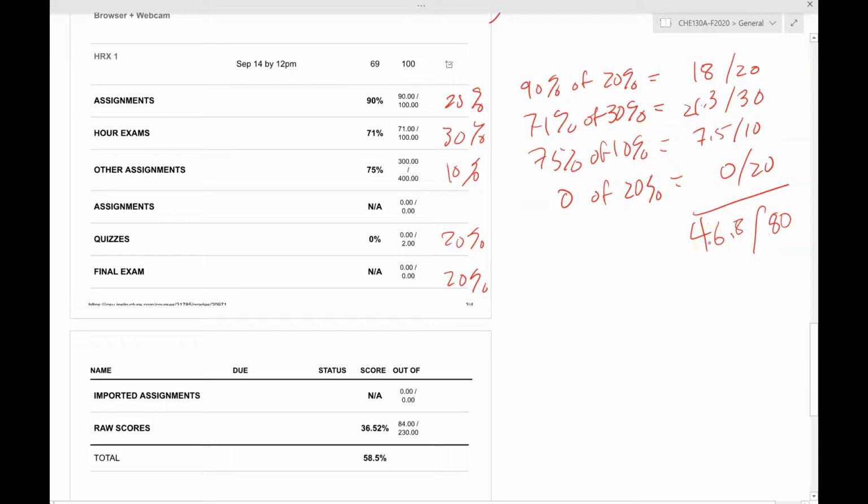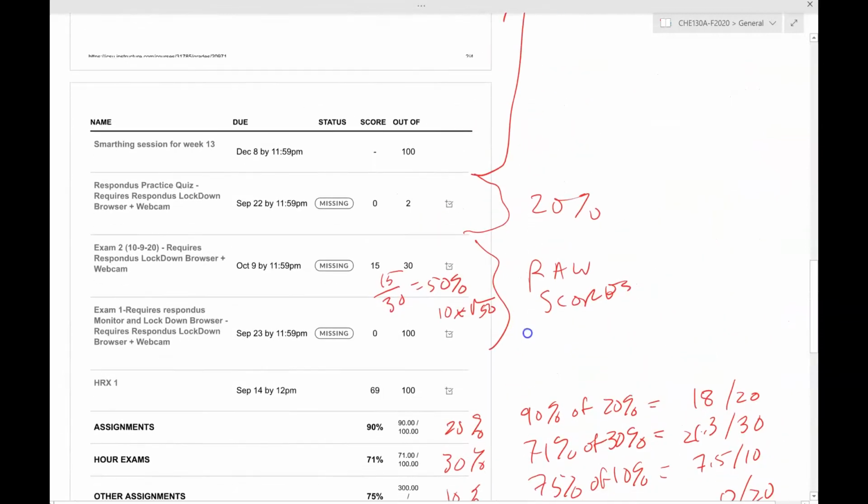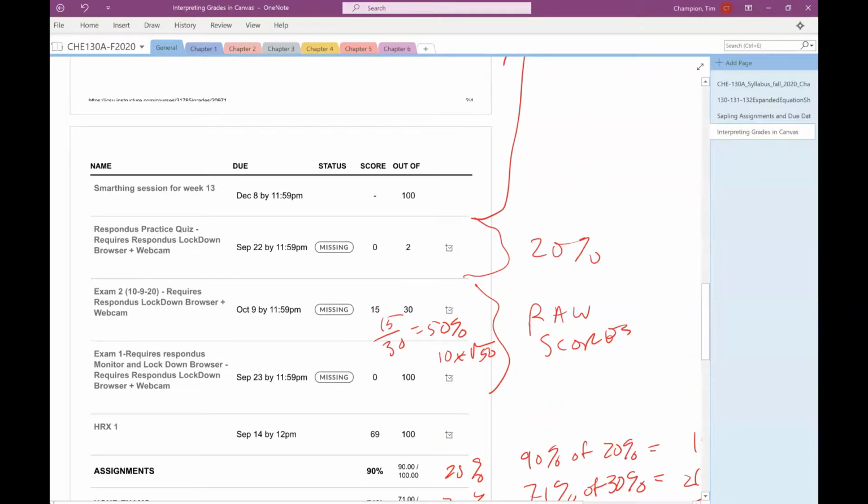And if I use my calculator here, 46.8 divided by 80 gives me 0.585, which, if you multiply by 100%, gets us the 58.5% that is the current average for the student there. So anyway, you can look at this and make some evaluations about how am I doing in a certain setting?